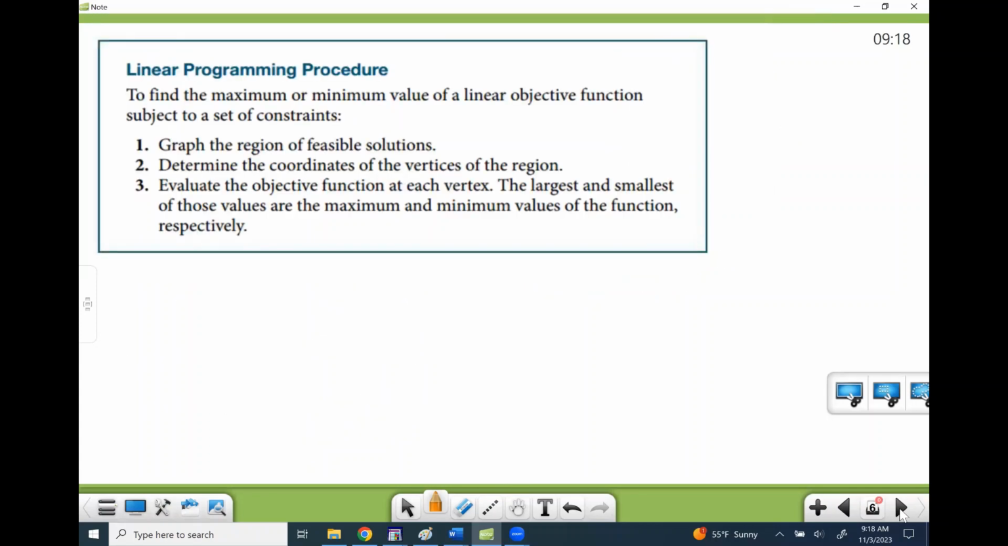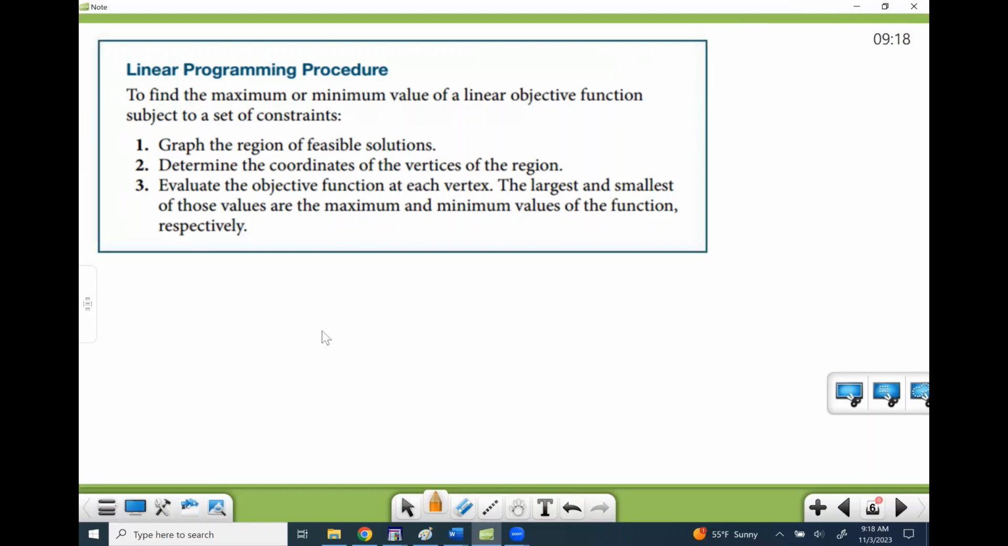Okay, so let's go ahead and do something called linear programming. The purpose behind this is to find the maximum or the minimum value of some objective function given a set of constraints. So here are our steps. We're going to graph what's called the feasible region. We're going to determine the coordinates of the vertices of the feasible region. Then we're going to evaluate the objective function at each vertex. The largest and the smallest of those values are the maximum and minimum values, respectively.